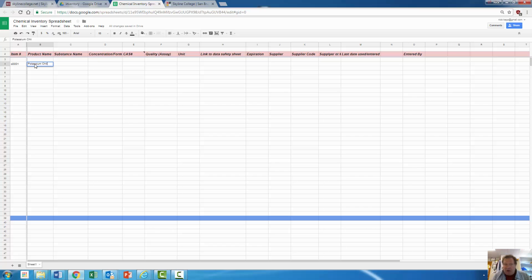Potassium chloride. Substance name, well, this is potassium chloride, Potassium. Concentration, if we look at this, the assay goes, so this is basically a solid, so let's say crystals are a solid.